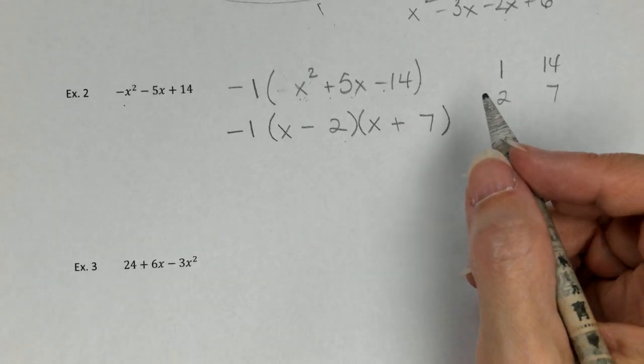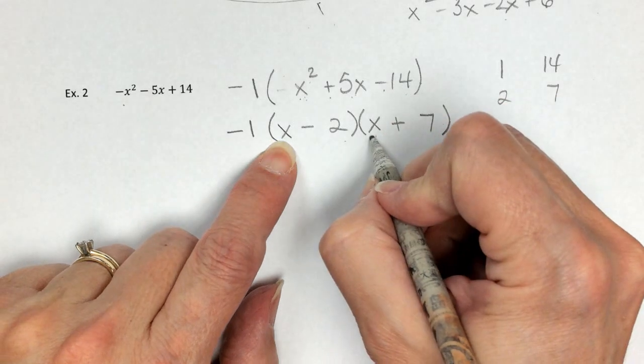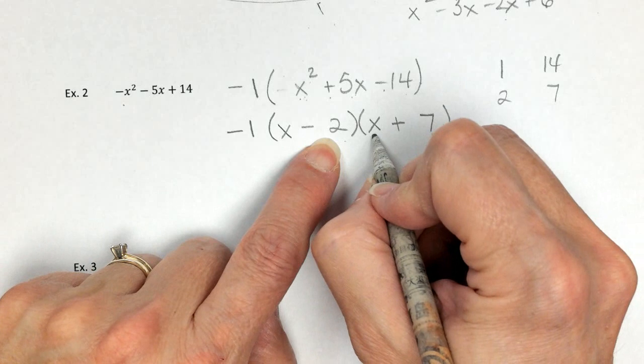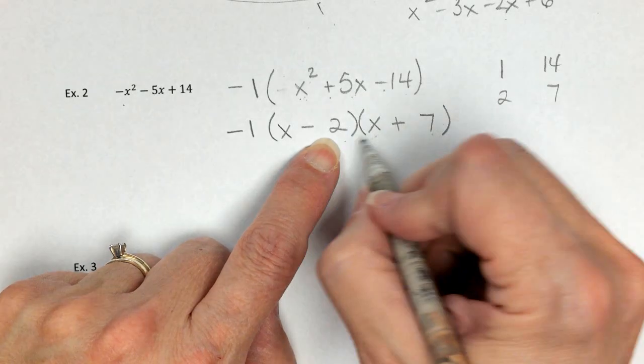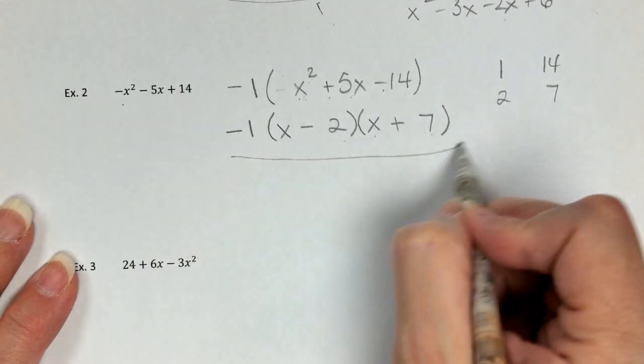And at least in my head, I want to FOIL this to make sure it matches. X squared, we have a positive 7x and a negative 2x. 7 minus 2 is 5x. And then opposite signs, so negative 14. It's good.